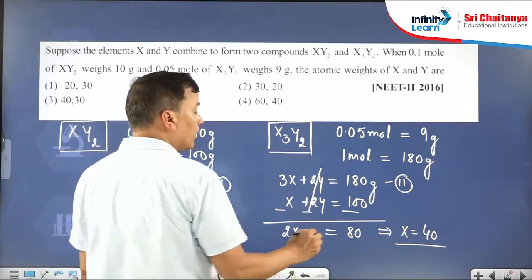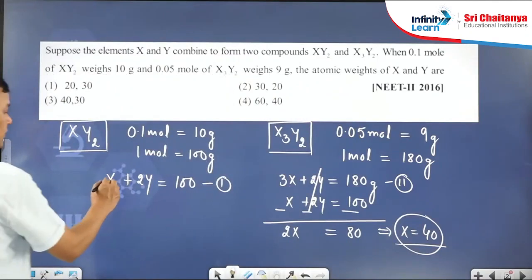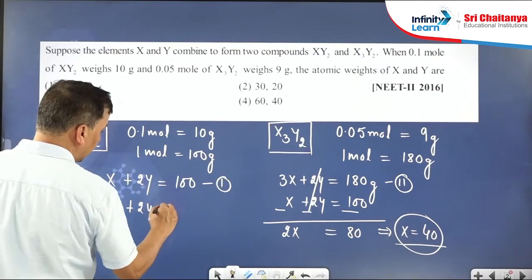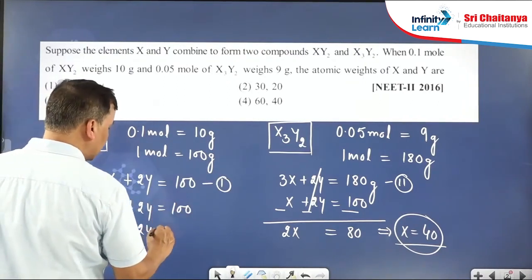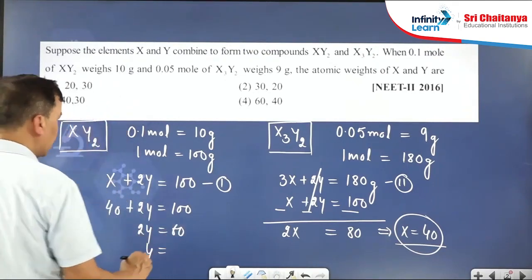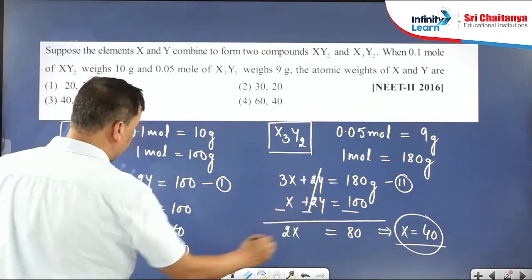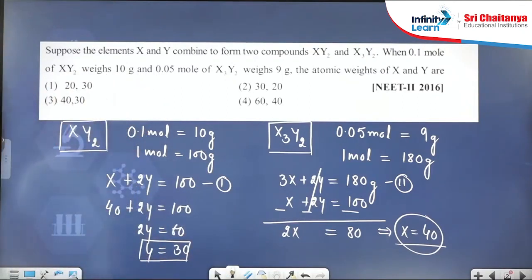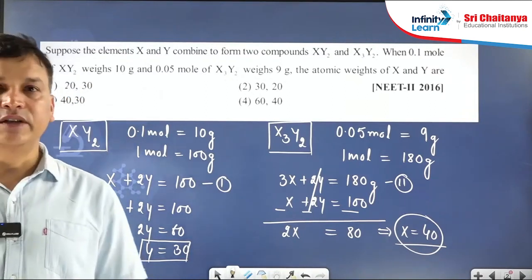So dear friend, now we have to find the value of Y. We calculated the value of X. So putting the value of X in equation number 1, here is 40 plus 2Y equal to 100. So this means 2Y is equal to 60, so Y is equal to 30. Now the value of X is 40 and the value of Y is 30. So the correct option for this one is the third. Is that clear?